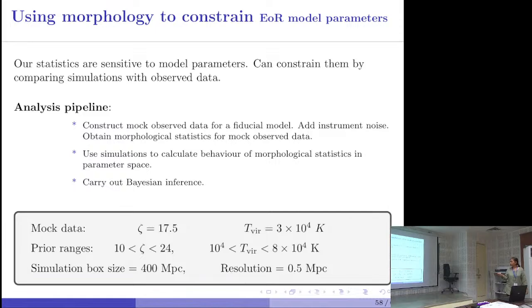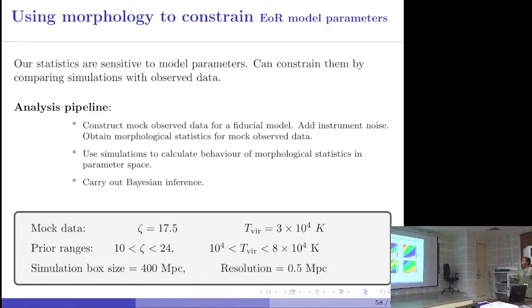Then we make various simulations for different parameter values, and we see how it works in the parameter space. Then we do a Bayesian inference. The mock data has these values: zeta is 17.5, T_vir is this much. For the Bayesian inference we need priors on zeta and T_vir, so we have chosen this. Then this is the simulation: a 400 megaparsec box with a resolution of 0.5 megaparsec.